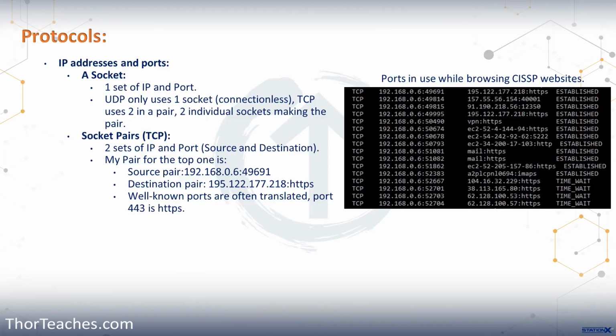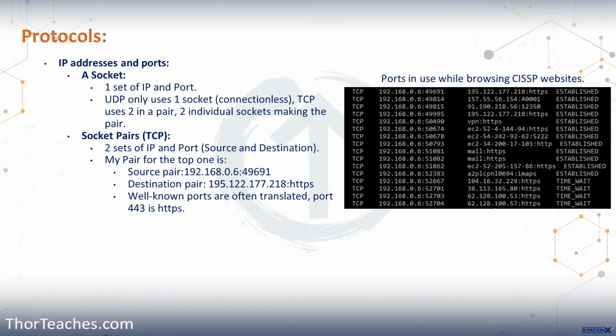If you look at the image over here on the right, this is my data from browsing ISC Squared's website. You can see my source pair is 192.168.0.6:49691. Before the colon is the IP address, behind it is the port. You then know that is an ephemeral port, which makes sense because this is a web session. If you know a little bit about networking, you can see that my address is a private address and the address I connect to is a public address. If you look all the way out to the right, you can see it is a TCP session, which it should be because it is a website.